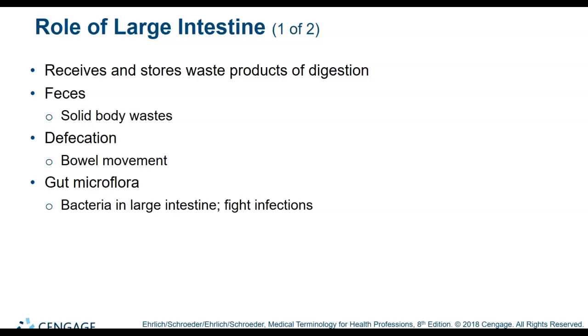E. coli is an example. That's a normal flora in our digestive system in the large intestine. But what that does is it actually helps fight infections that could come up. So again, maintaining homeostasis, we need that E. coli and those other gut microflora that are there to maintain homeostasis so we don't get any infections.